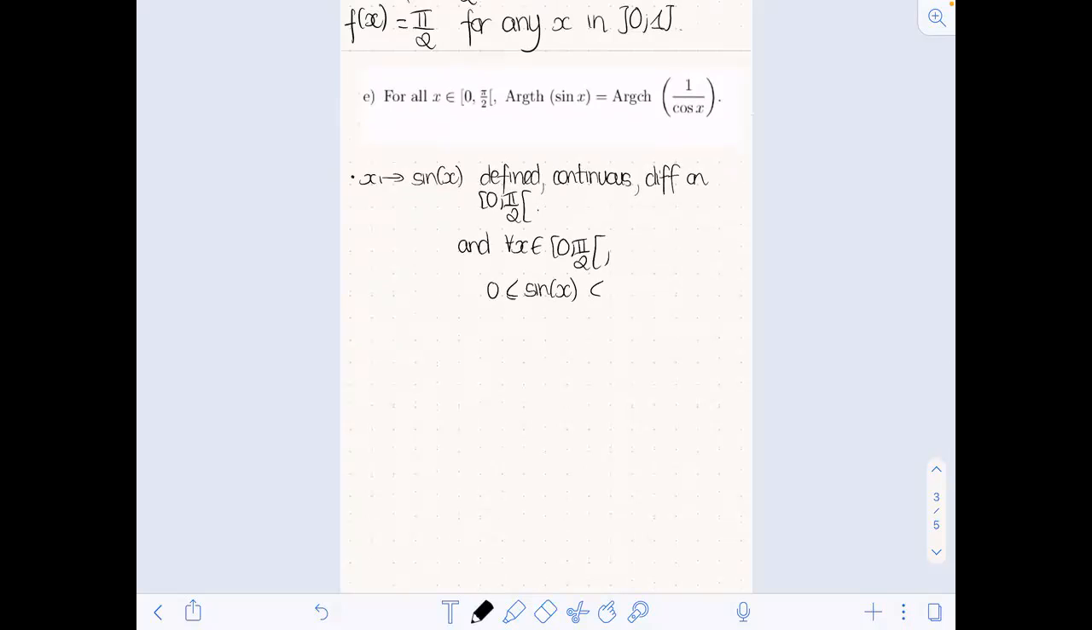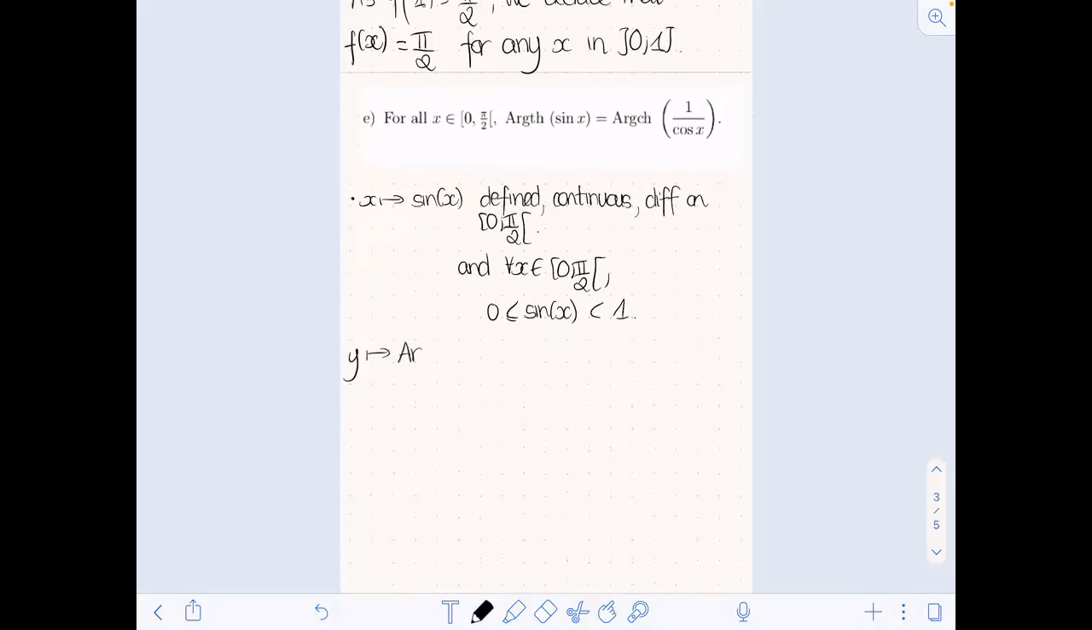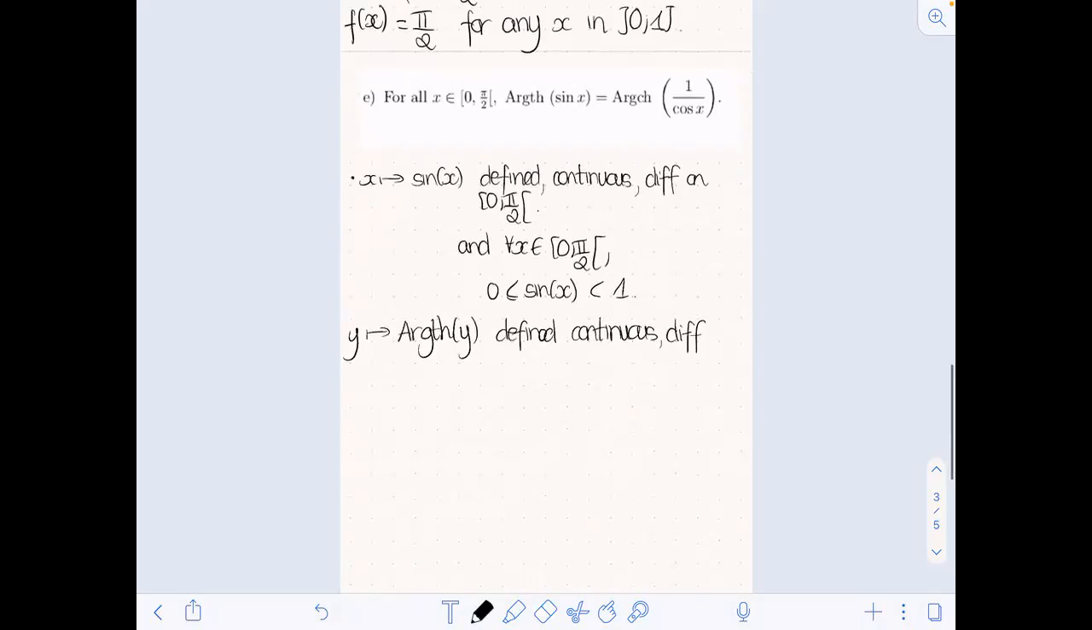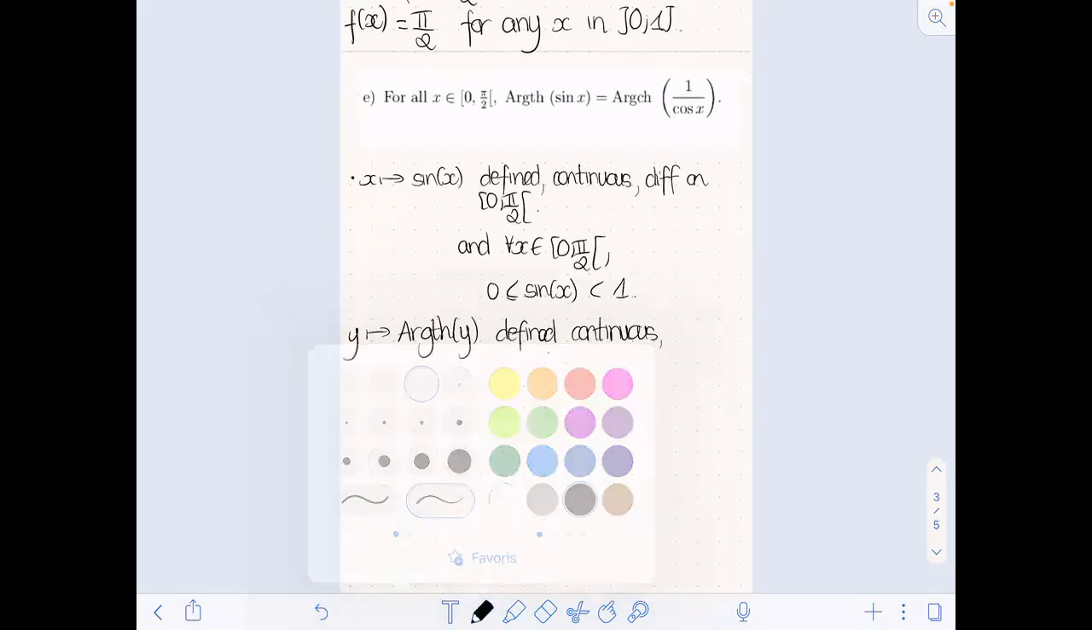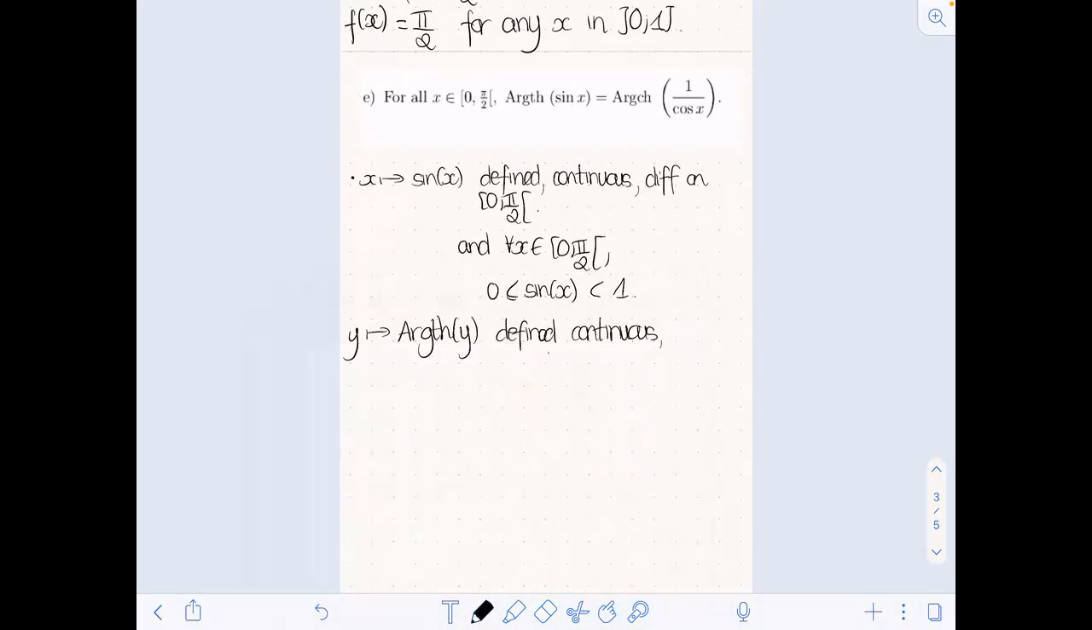And then y maps to the hyperbolic tangent. That's defined, continuous, differentiable on 0, 1 excluded. So in particular, argth is defined and continuous on the open interval. Actually, I don't want to say something silly.